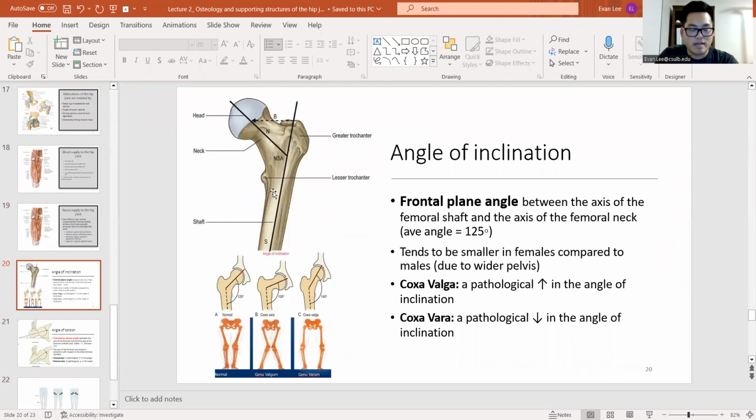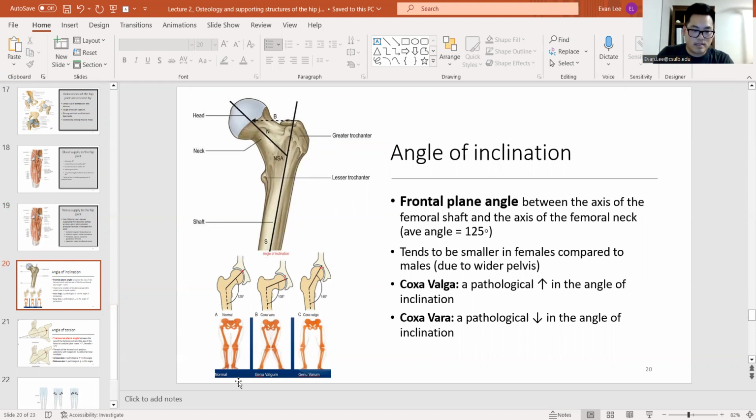Now, the femur, kind of like the humerus and the elbow, is not at a straight angle. There is an angle of inclination that's good to be aware of, which is on average around 125 degrees. It's not 180, it's not straight up and down. The neck isn't perpendicular to the hip bone. The neck is at a slight angle, which is 125 degrees.